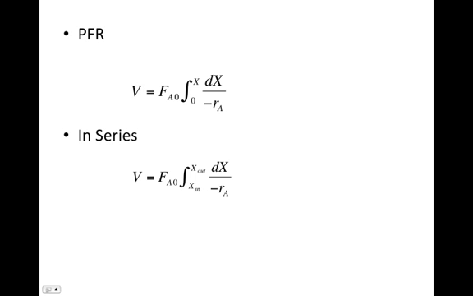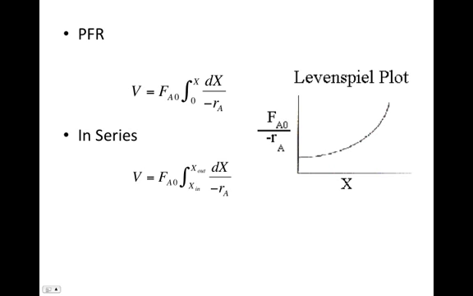Now, for a plug flow reactor, the situation is a little different. Using our conversion-based mole balance, we know that V is equal to FA0 multiplied by the integral from 0 to X of dX divided by minus RA. In series, using the same logic as before, we just now evaluate from the inlet conversion to the exit conversion.